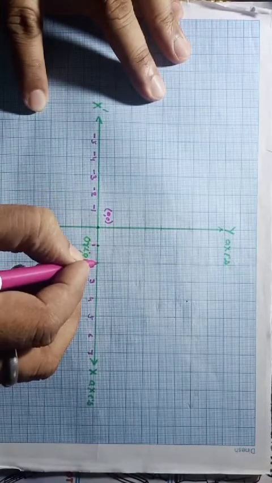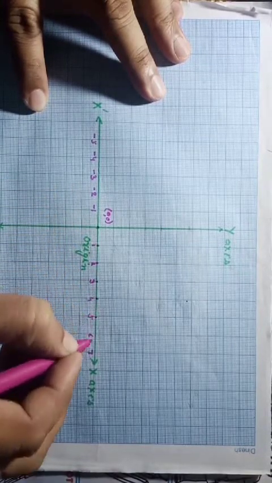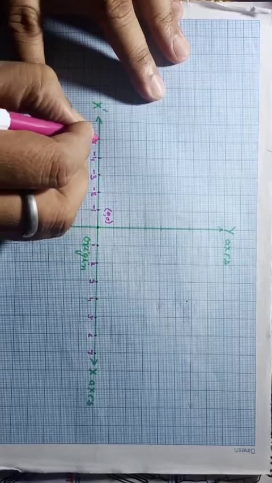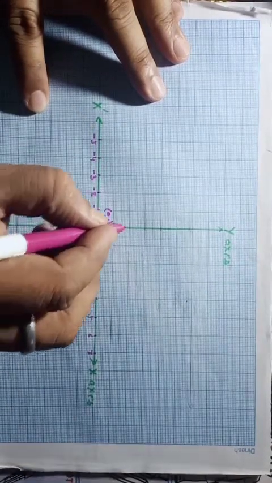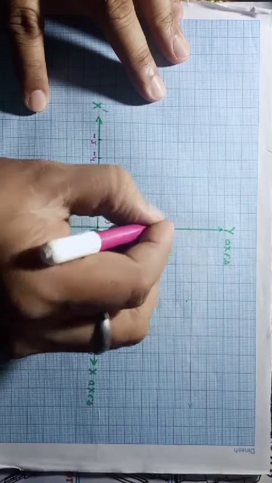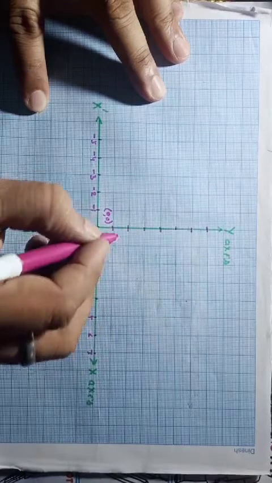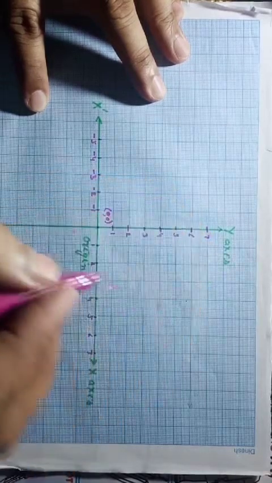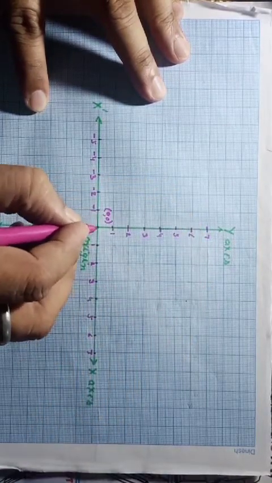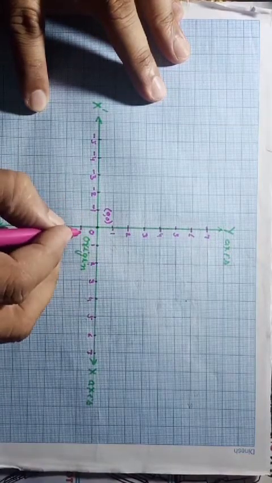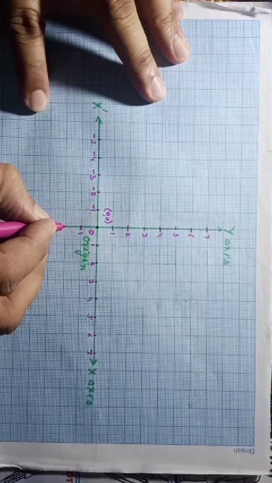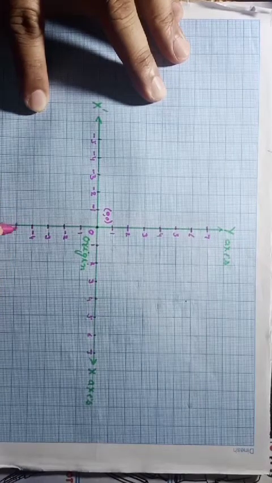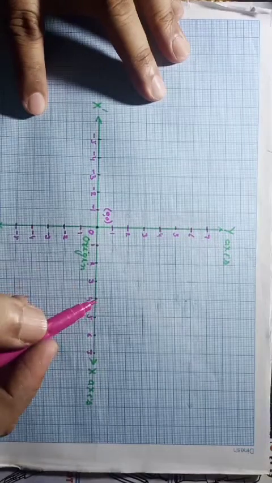This point is 1, and this is -2. This side is 1 2 3 4 5 6 7, and from below the origin, the name of this point is O, origin, and this is -1 -2 -3 -4 -5.